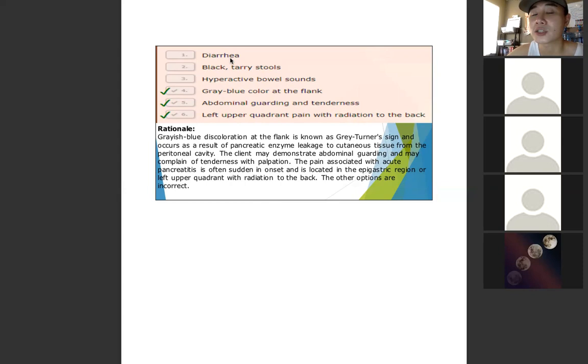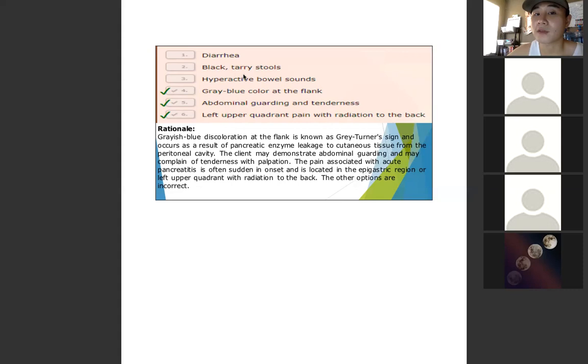So there's no food content in order to produce stool. So if there's no stool, there's no diarrhea. And again, black tarry stool, there's no stool. Mostly there's no bleeding issues related to the pancreatitis. So that's why we don't have the black tarry stool.